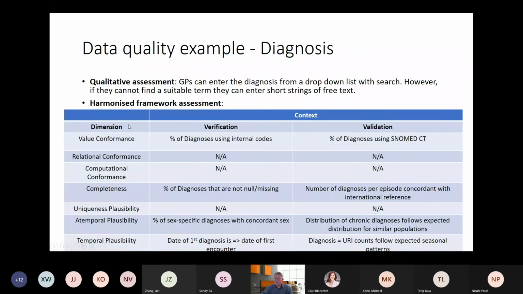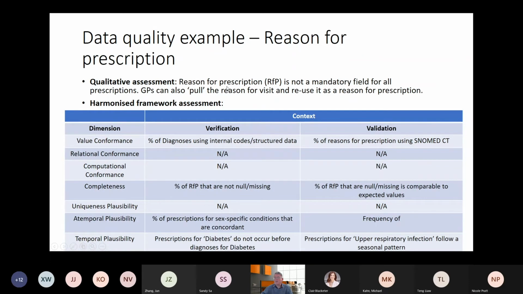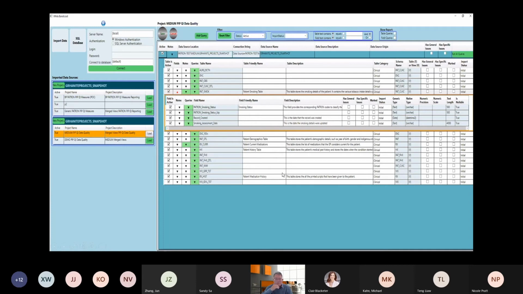So you'll be familiar with these sorts of tables. Michael and Claire both talked about verification and validation. So we've been applying this to these quality indicators, in particular around things like diagnosis information, and also here reason for prescription. And we're really trying to build on some of the good work that's out there. So we're looking at the work that Claire's been doing and how the queries are being put together and what they mean.